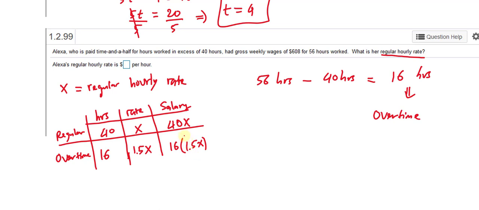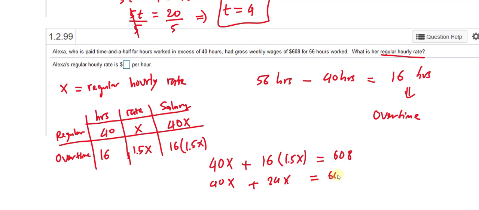So if you combine all the salary together for the week, you get 608. So I add them together, the one with the 40 normal hours plus the one with the overtime payment. Together, I get 608. And this is the linear equation where I can solve for x, the regular hourly rate. Now 40x, and 16 times 1.5 gives me 24, so plus 24x equals 608.